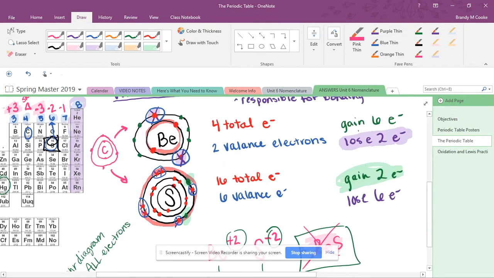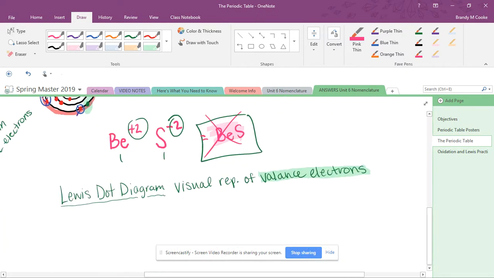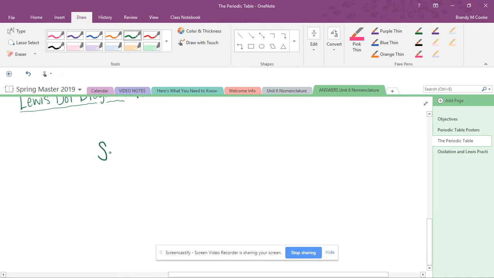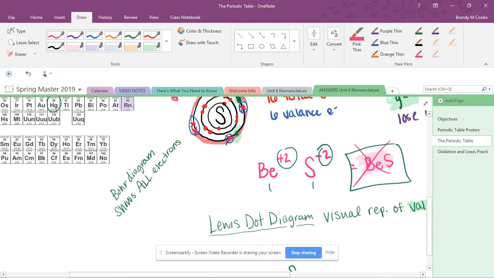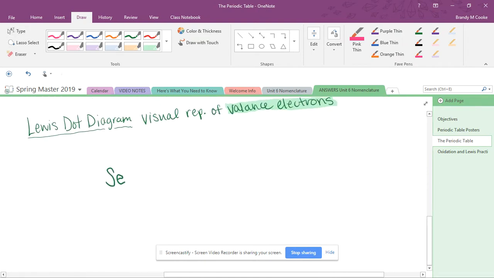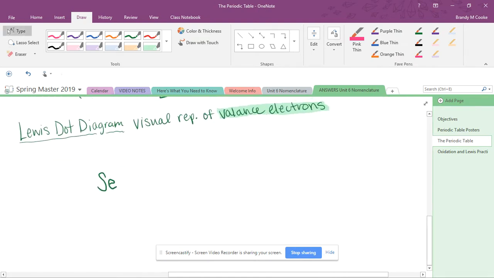Which one do we want to do? Let's do selenium, Se. I don't think that was one that you guys had to know, so that makes it more fun. Okay, so selenium, Se, has how many valence electrons? 6. So the Lewis dot structure basically is dots that represent electrons, and those electrons are going to go around the element symbol. So I'm going to start by drawing one dot. 1, 2, 3, 4, 5, 6.